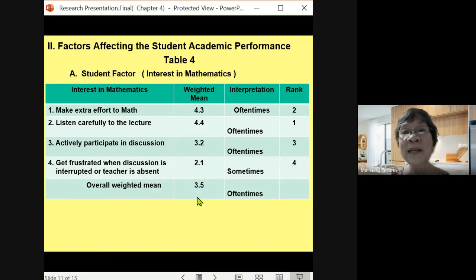The first one, make extra effort to math. The second, listen carefully to the lecture. Next is active participation in discussion. And the last one, get frustrated when during the discussion there was an interruption or when the teacher is absent. The second column is about the weighted mean. The next is interpretation of the result. And the last column is the rank of the four factors.